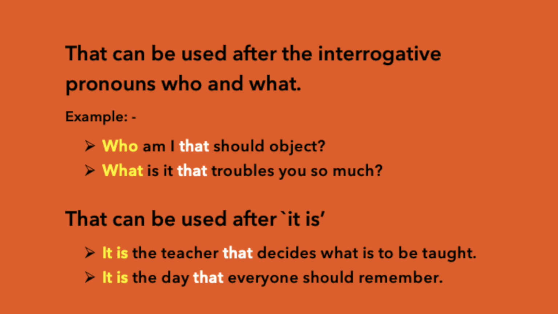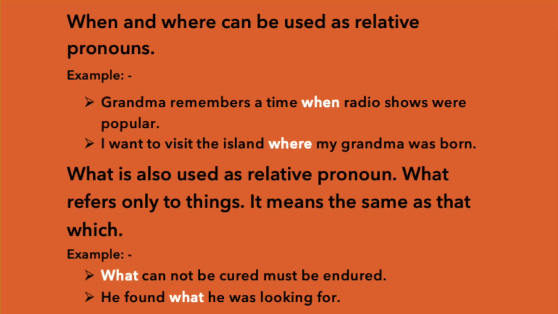That can be used after it is. It is the teacher that decides what is to be taught. It is the day that everyone should remember. Sometimes when and where can be used as relative pronouns as well. For example, grandma remembers a time when radio shows were popular. I want to visit the island where my grandma was born. In these cases, when and where introduce clauses that describe a noun that refers to a time or place, making them work as relative pronouns in these sentences.